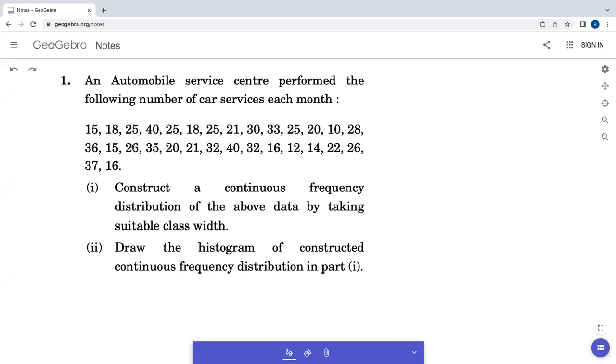Now let us look at this problem. Here an automobile service center performed the following number of car services each month, the details of which are given here. We have to construct a continuous frequency distribution of the above data by taking a suitable width or class interval, and also the histogram. Let us solve this problem.